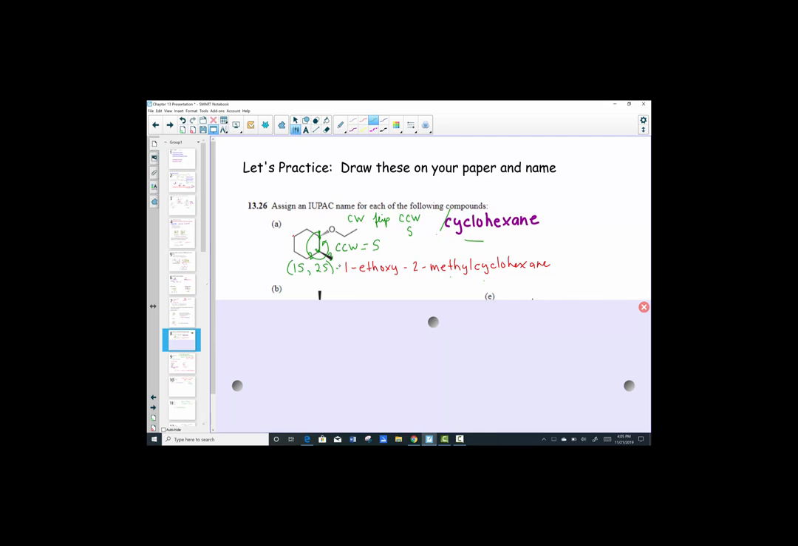So putting all that chiral stuff together, this is the final name: 1S, 2S, 1-ethoxy, 2-methyl cyclohexane.